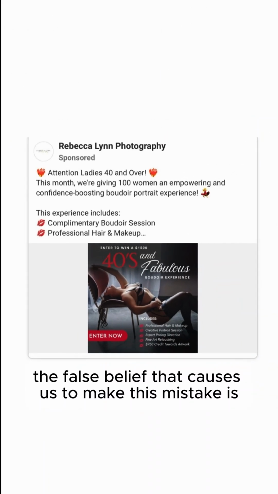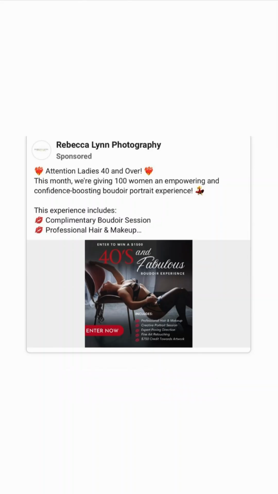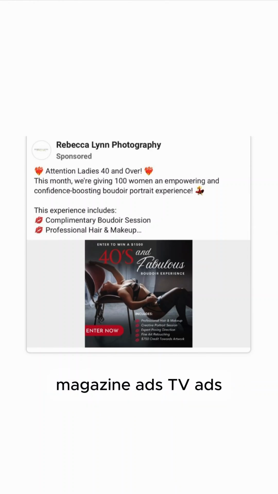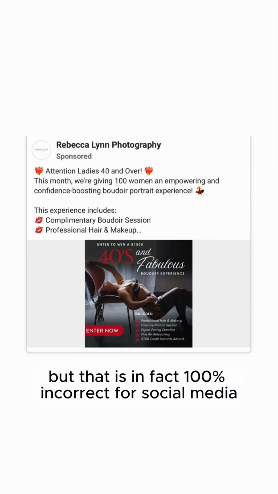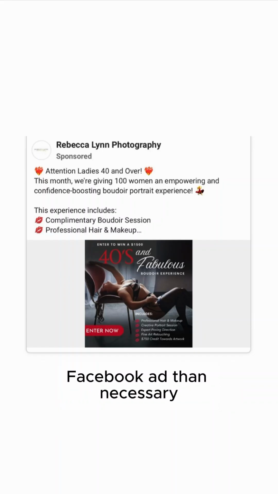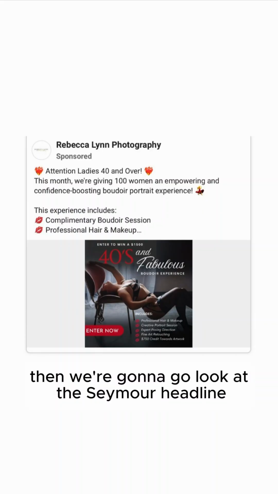The false belief that caused us to make this mistake is we believe the number one way to bring in buyers and the best way to run ads is to have our ad look like an ad, because that's what we saw. Newspaper ads, magazine ads, TV ads, social media ads, other boudoir ads. But that is in fact 100% incorrect for social media Facebook advertising. Consequence of this, way more women scrolling by our boudoir Facebook ad than necessary, and actually pulling our unique CTR under 6%.